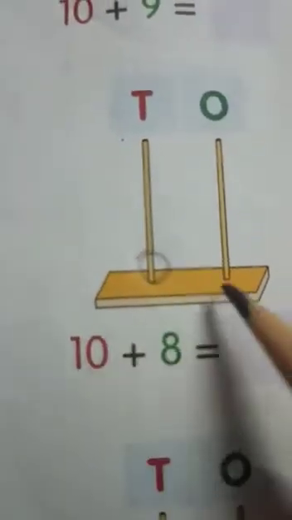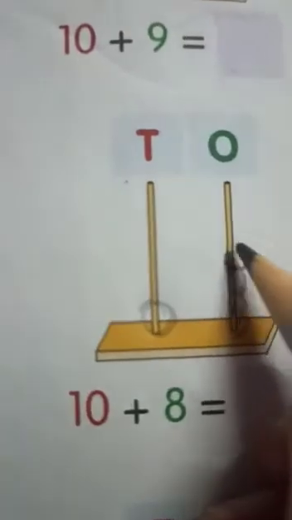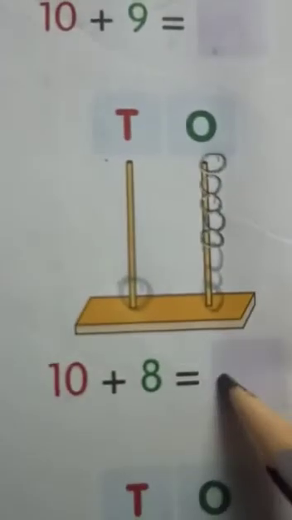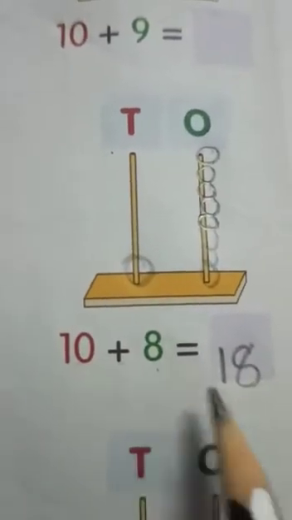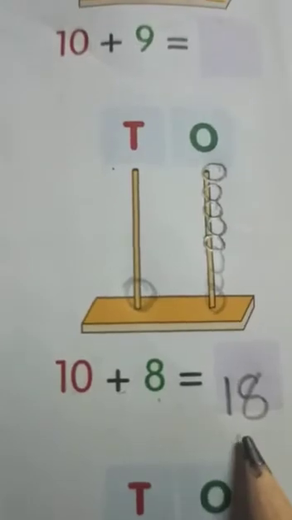Now see here, 1 on tens place and 0 on ones place. 0 is having no value. And also we have 8 on ones place. So draw it now. 1, 2, 3, 4, 5, 6, 7, 8. Altogether how many tens we have? 1 ten. And how many ones we have? 1, 2, 3, 4, 5, 6, 7, 8. Now 10 plus 8 is how much? 18.